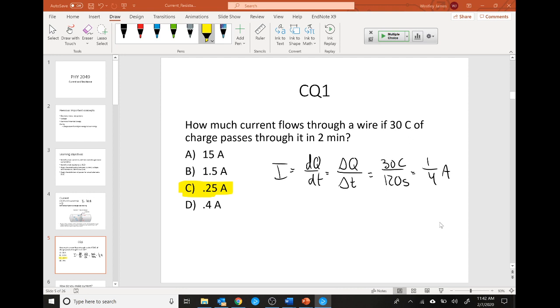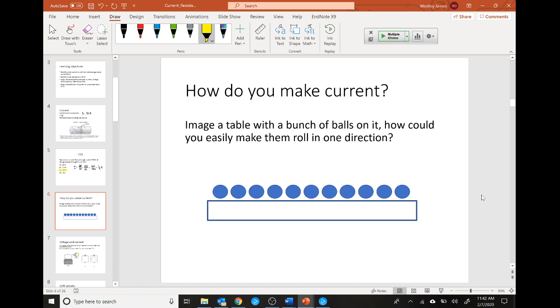All right, I'll leave this up for just a couple seconds. Okay. All right, now my conceptual question, you all spend some time thinking about this. Imagine I had a table with a bunch of balls on it. How would I easily make them all roll in one direction at the same time? So I want them all to start rolling at the same moment. Spend some time, think about it. How would you do that?